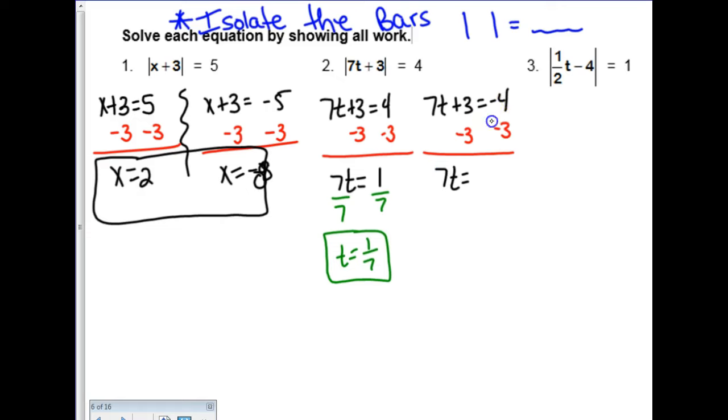Now, some of your computations get a little crazy. Negative 4 minus 3 is negative 7. T is negative 1. Very nice. And again, 2 solutions, both correct. Need them both.